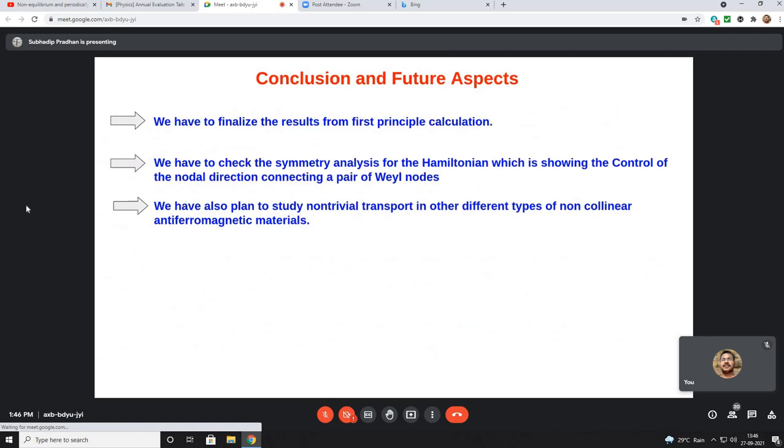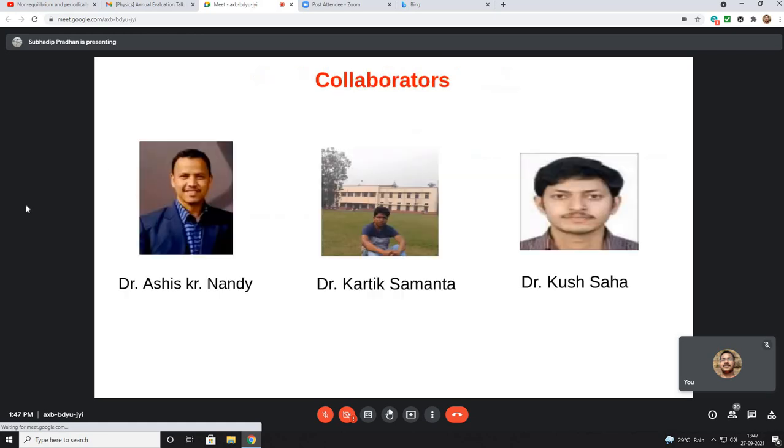We have other results, so we have to finalize those things in future, and we have to check the symmetry analysis for the Hamiltonian which shows control of the nodal direction connecting a pair of Weyl nodes. We have also planned to study non-trivial transport in other different types of non-collinear antiferromagnets.